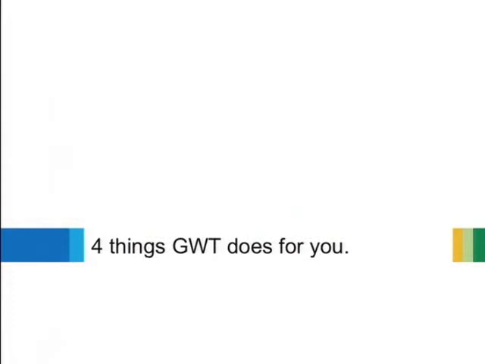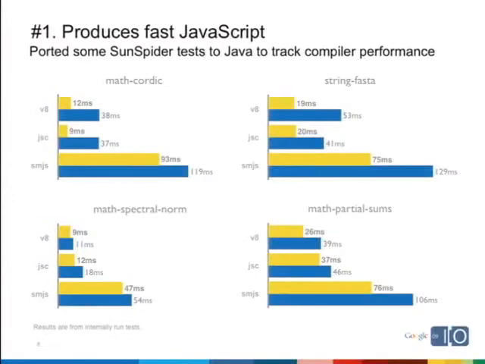Now, let's talk about 4 things GWT does for you, performance-wise. The first thing: we've always said GWT produces fast JavaScript code. A lot of people, when they heard that GWT was a compiler, assumed that it just did a straight literal translation from Java to the closest JavaScript code out there. That couldn't be further from the truth. The GWT compiler is, in fact, an optimizing compiler, and I'll tell you a few of the techniques it uses in just a minute.